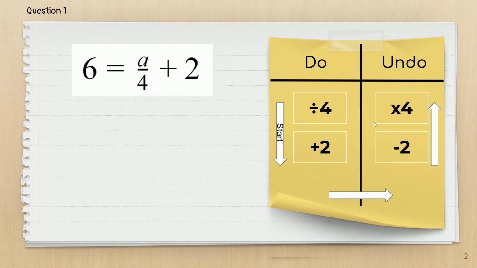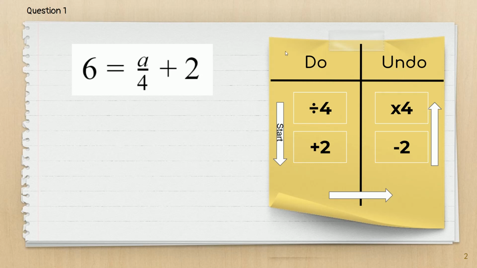To solve the equation, we must use the inverse operations, but we also need to do them in the reverse order. So if you look at the arrows on the chart, on the do side it's going down, but then it's going over, and then on the undo side it's going up. So to solve this equation, we need to use the inverse operations on the undo side and also in the opposite order. So we're going to be starting from the bottom and going up.